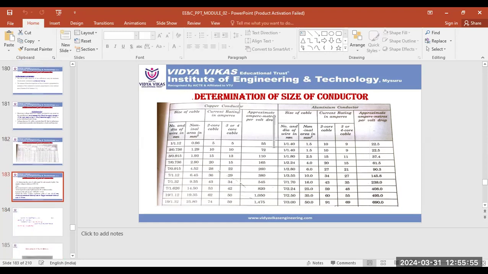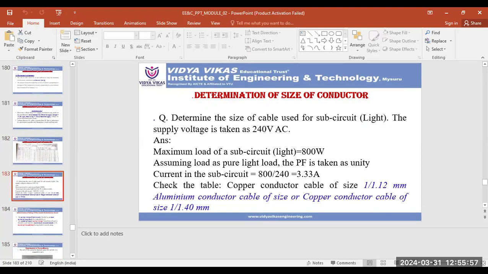Let's take down one problem: how to find out the cable size. Determine the size of the cable used in a sub-circuit. The supply voltage is to be taken as 240 volts AC. Here, the maximum load of the sub-circuit is 800 watts, the sub-circuit lighting load. Assuming the load as pure light load, the power factor is taken as unity.